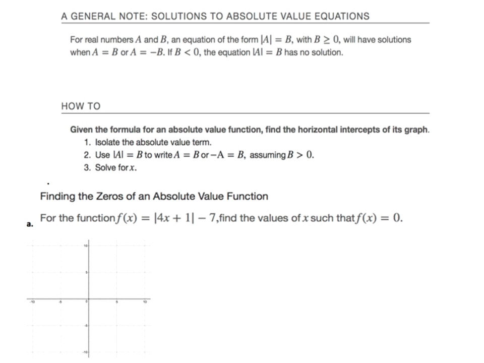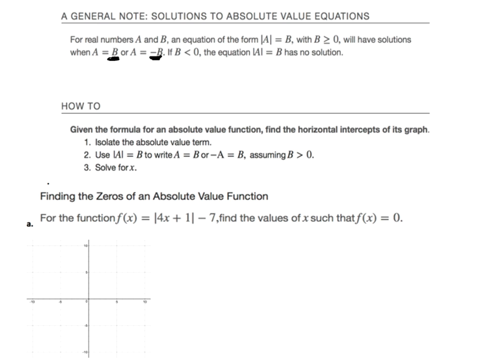So a general note, for real numbers A and B in the equation form, absolute value of A is equal to B, with B being greater than or equal to 0. So this is talking about that distance in the positive direction. B being greater than or equal to 0 means we're talking about a distance here, because B's always got to be positive. You can't take an absolute value and have that equal a negative number because absolute value is talking about a distance. And it's saying it's going to have solutions of B in the positive direction, that distance B in the positive direction, or that distance B in the negative direction.